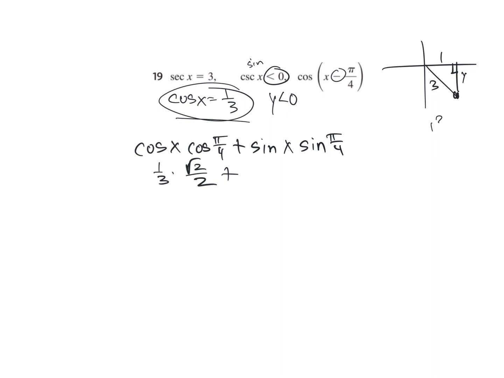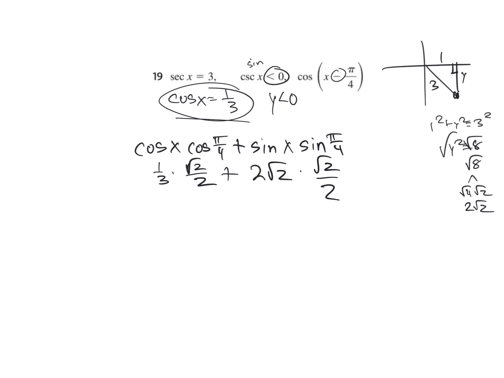So 1 squared plus y squared equals 3 squared. So 9 minus 1 is 8. So it's the square root of 8. So that's 4 and 2, or 2 square root of 2. So that's 2 square root of 2. The sine of pi over 4 is square root of 2 over 2. All right, those cancel out, and square root of 2 times the square root of 2 is 2.